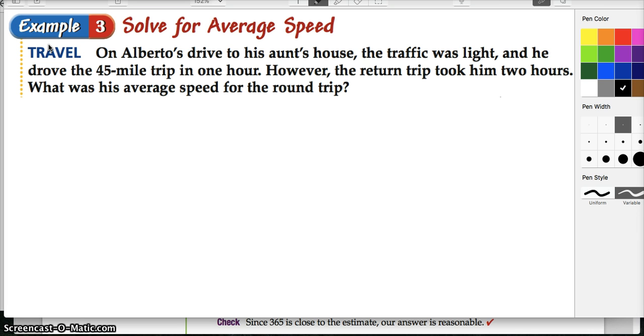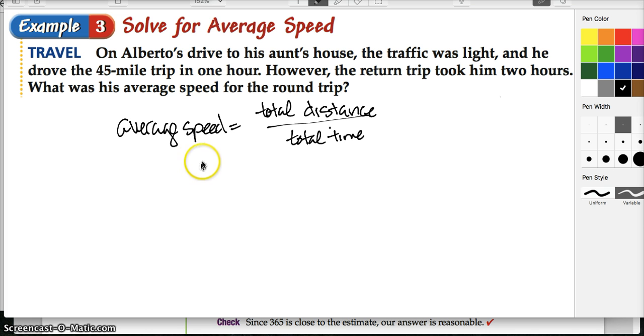Okay, so on Alberto's drive to his aunt's house, the traffic was light and he drove the 45-mile trip in 1 hour. However, the return trip took him 2 hours. What was his average speed for the round trip?